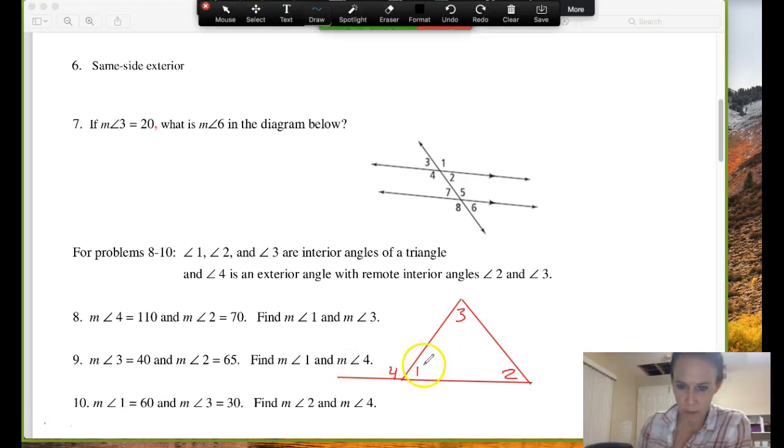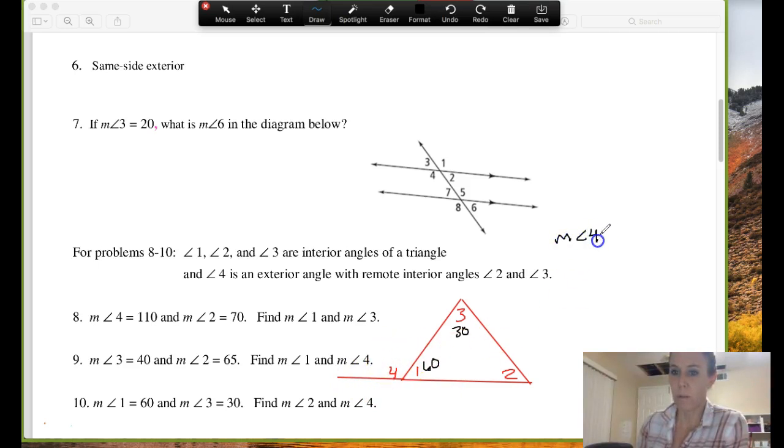Okay, measure of angle 1 is 60 degrees this time, and angle 3 is 30. So this time we have to find 2 and 4. I can find 4 easily because this makes up a straight line. So measure of angle 4 plus 60 will be 180. I'll write that: measure of angle 4 plus 60 degrees is 180.